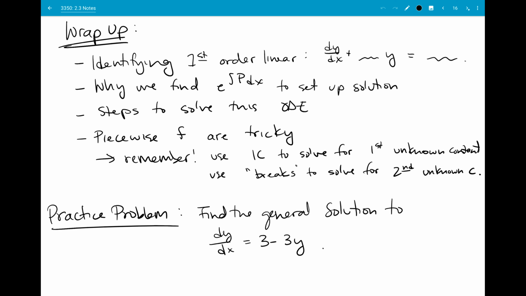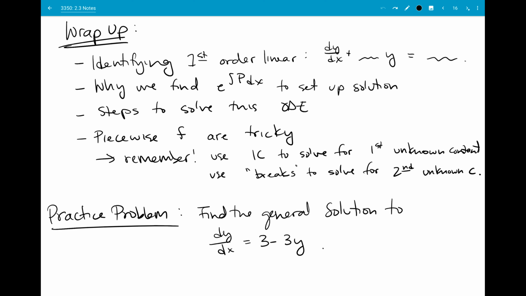So I wrote on this page what the wrap-up said. We learned to identify first-order linear equations. We talked about why we build them in this special way. We talked about the steps to solve the ODE. And then we did some examples. One of the important takeaways is that piecewise functions are going to be tricky. And so I wrote again here that you need to please remember that you use the initial condition to solve for the first unknown constant you find. And then you use the breaks, continuity across x equals 1 or wherever your function changes, to solve for any extra unknown constants. That'll come up in your website.